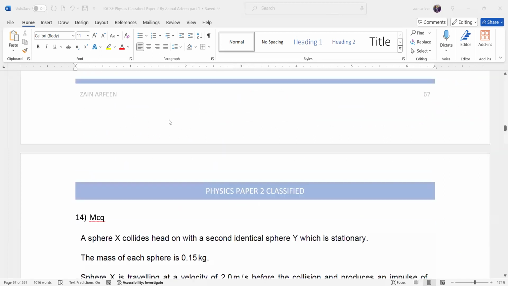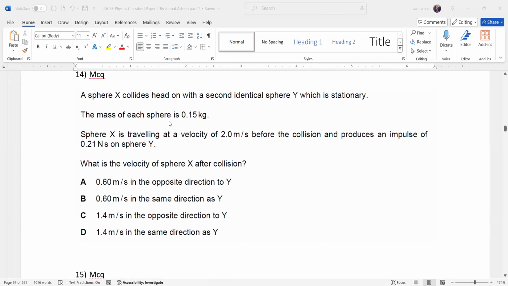Another question. A metal sphere. Whenever there's a collision of two objects, you will use the conservation of momentum. What is the conservation of momentum? It states that the total momentum, the sum of momentum before, equals the sum of momentum after. So the total momentum before will be equal to the total momentum after, whenever two objects collide.